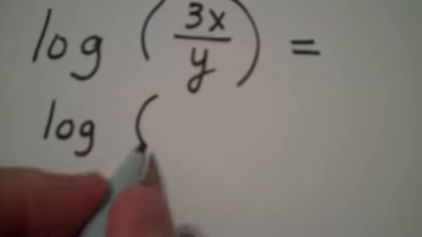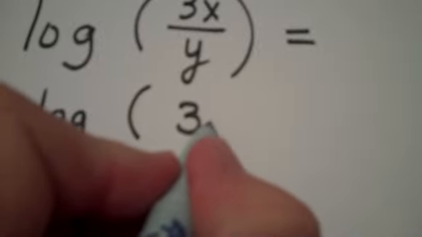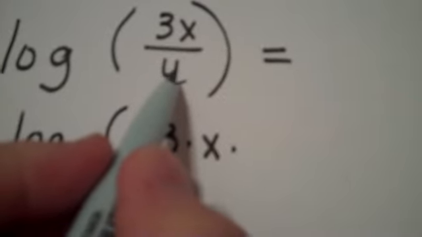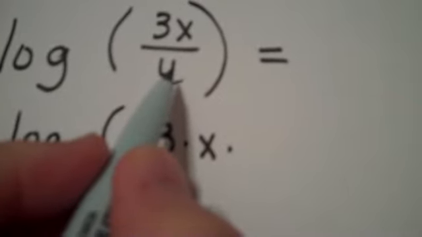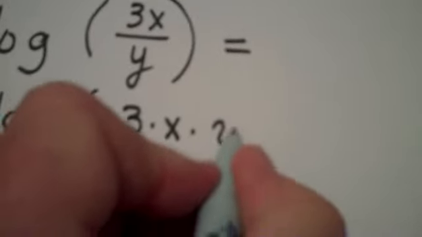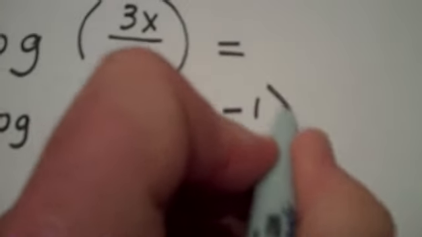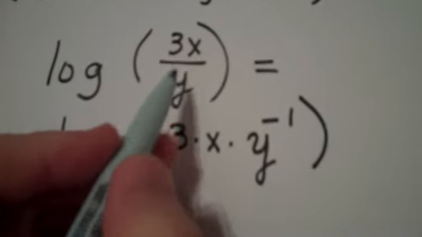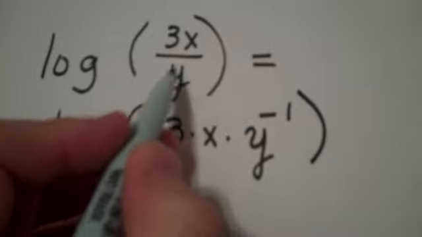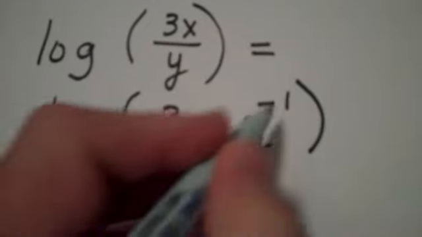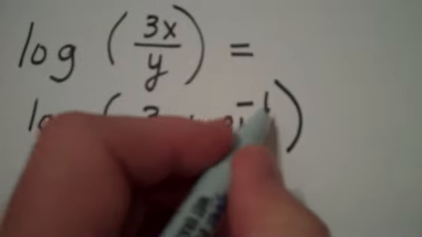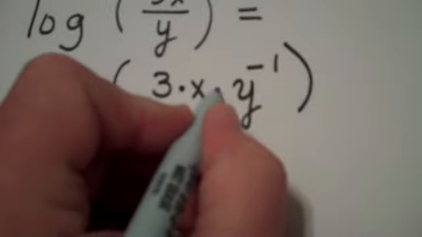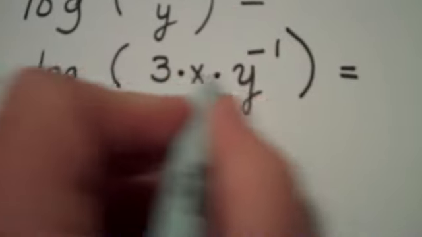I write this as the log of 3 times x, which you already had. But what's kind of clever, this y that's on the bottom started off as y to the negative first, before we dropped it. So what I basically teach my students to do is take the factors from the denominator and rewrite what you're putting into the log function by using negative exponents. So now I have a repeated use of the product rule.